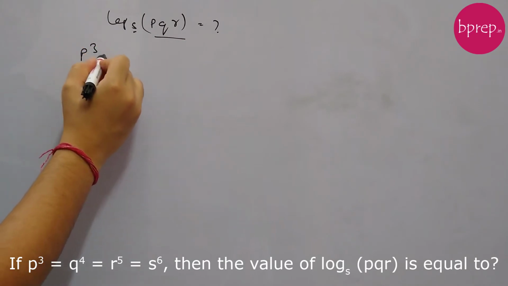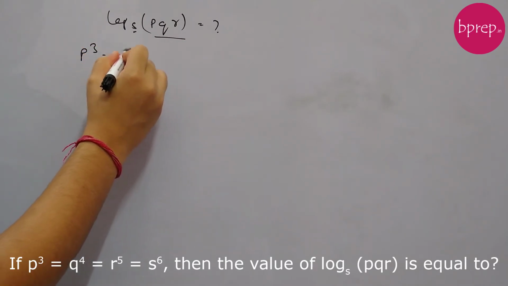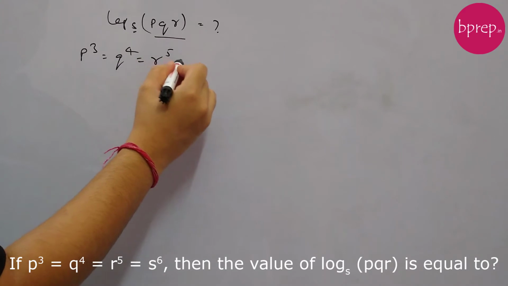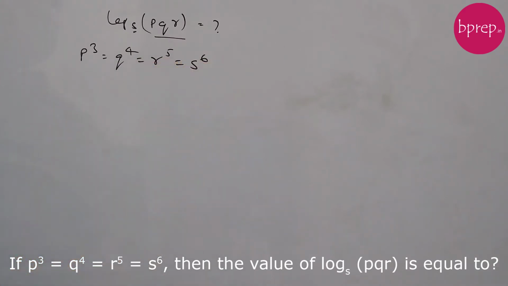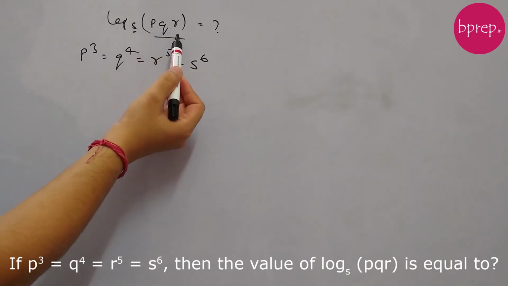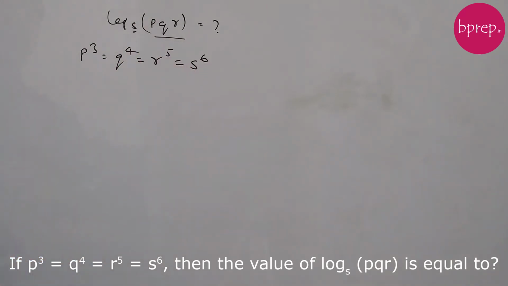So this is P to the power 3 equals Q to the power 4 equals R to the power 5 equals S to the power 6. Okay. So if we convert this PQR in terms of S, probably we'll get something from there. Okay. So let's try that.